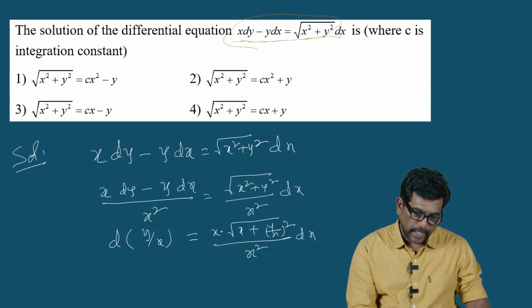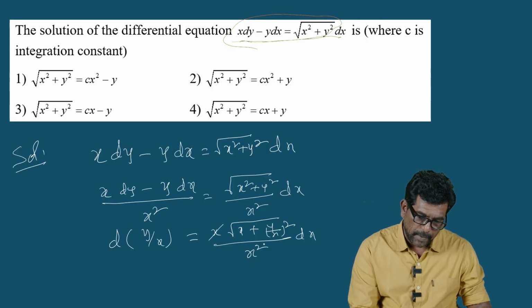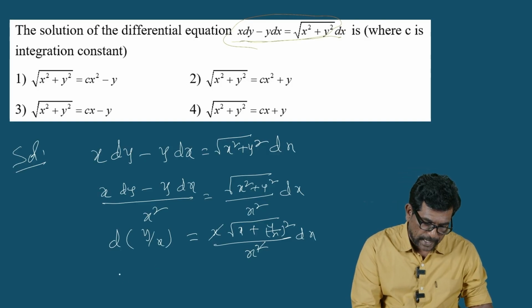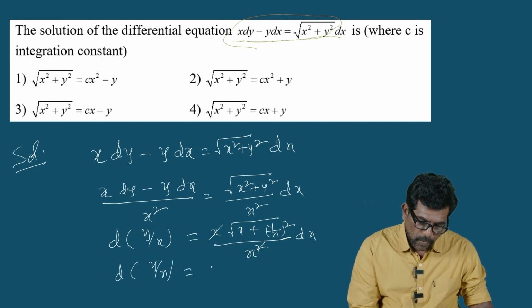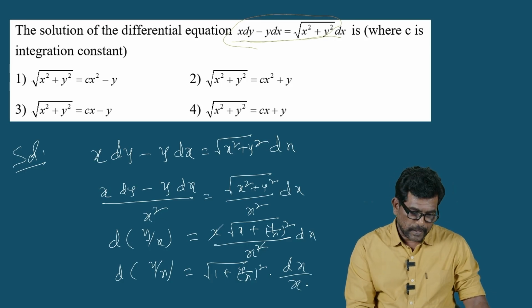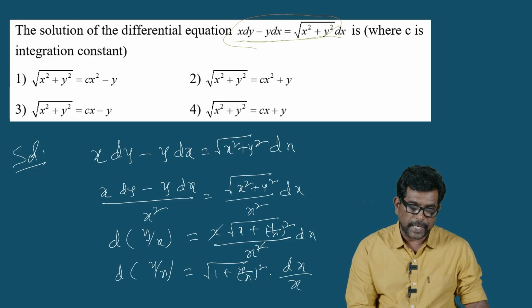Now in the numerator there is 1 x and in the denominator there are 2 x's. Out of them, 1 is cancelled. Now it becomes d(y/x) = square root of (1 + (y/x)^2) into dx/x. Now observe the LHS is d(y/x) and the RHS is square root of (1 + (y/x)^2) into dx/x, whereas dx/x is directly integrable.